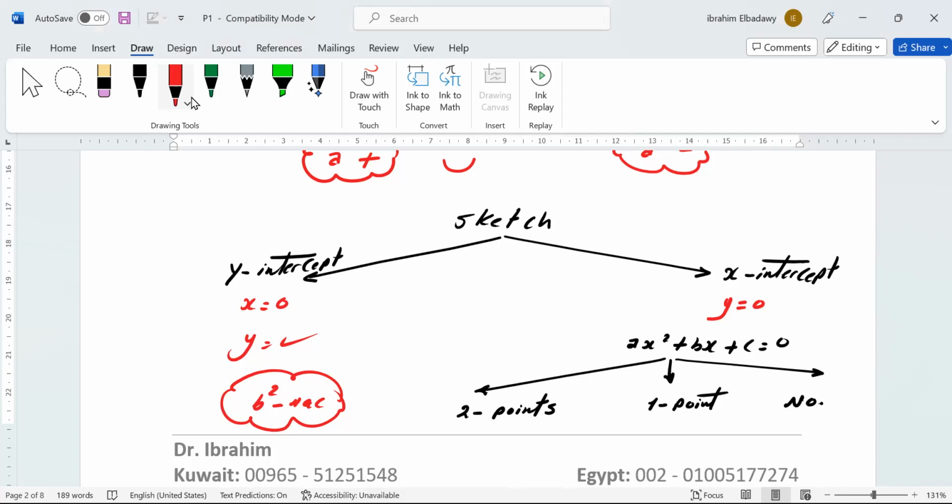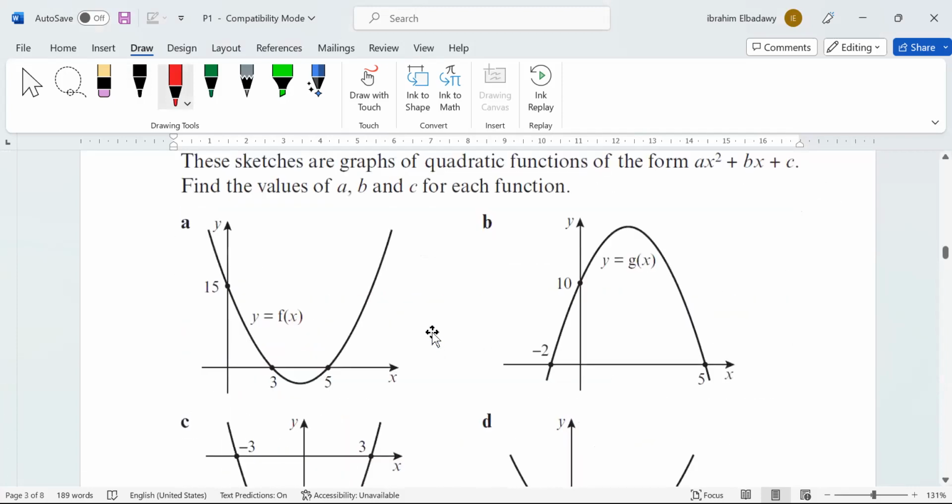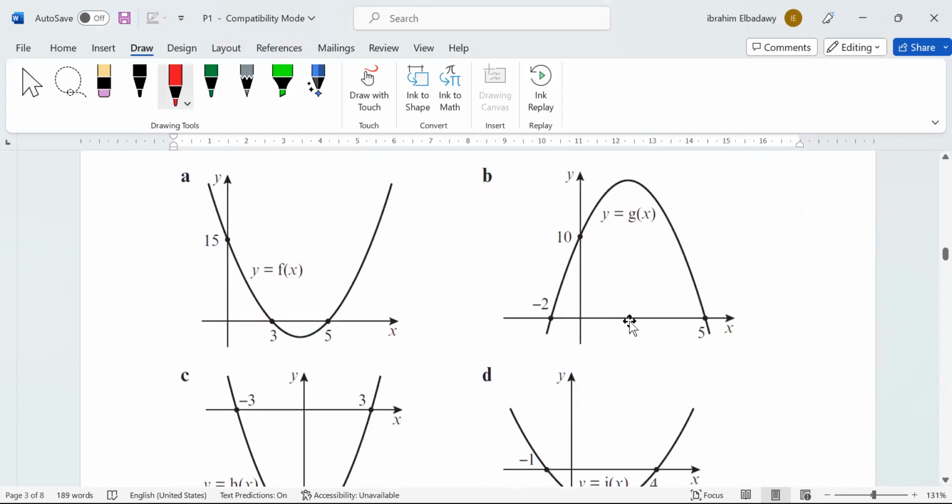Here you can say x-intercept has a different name: you can say the solution when the function equals 0, or you can say the roots of the function. Okay, this is a very important point. Let's start. How can you get the answer? You can select one of these.